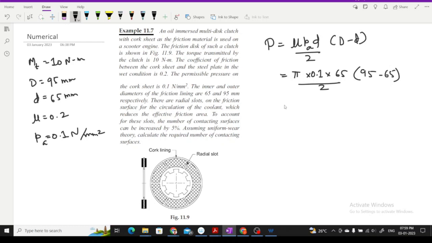So now, can you tell me now? 1.95. How come it will be 1.95? Here it is 30 by 2, that is 15. So 65 into 15 into 0.1 into pi. How can it be 1.5? Is it pi or mu? Oh, sorry. It's pi. Yeah, sorry. Now you can tell me.